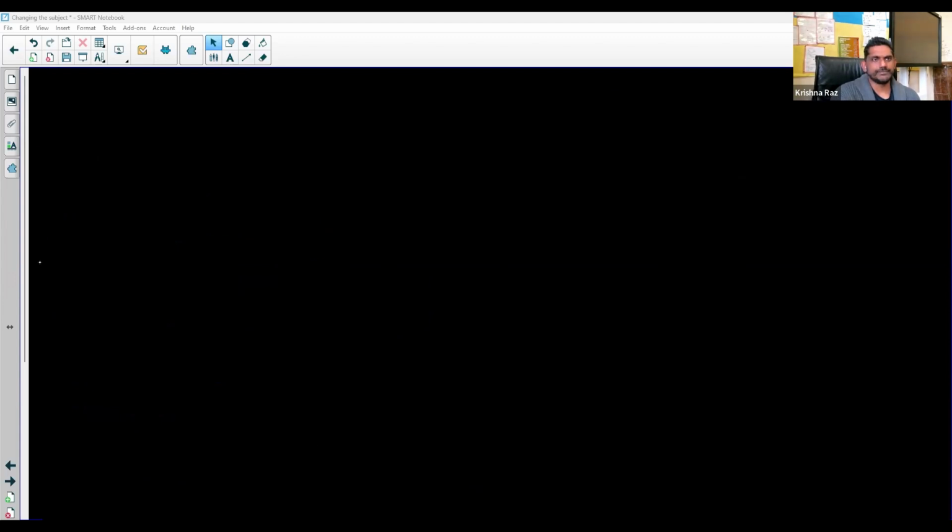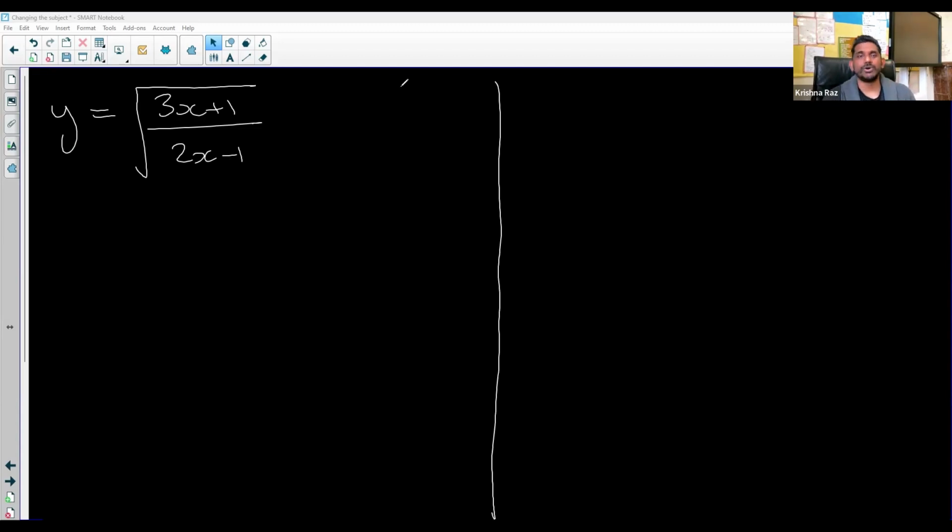So this time, what if I protected the thing on the right-hand side with maybe a square root sign? So how does this change example 1? Exactly. We need to square to get rid of the square root sign. So immediately we're going to get y squared equals 3x plus 1 over 2x minus 1. Now we're in exactly the same position as we were in example 1.